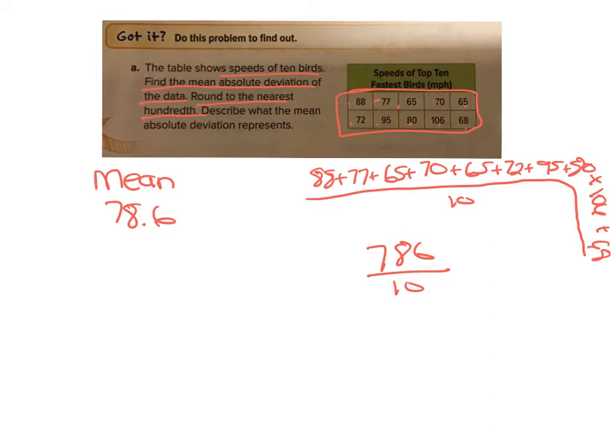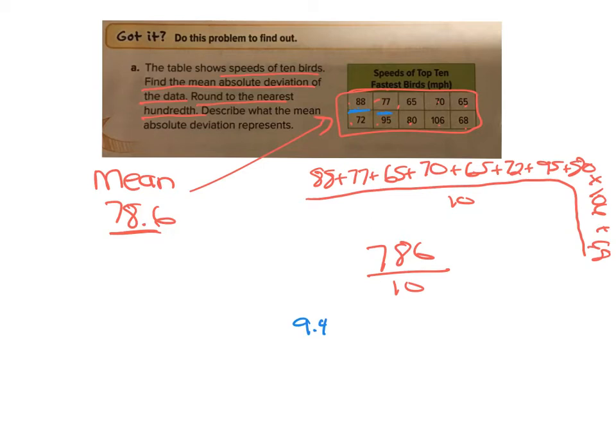So that's what I got for my mean. And now I need to find the difference between the mean and each of these numbers. So I go like this. This is kind of a lengthy step. It's 88 minus 78.6. That equals 9.4. And I could always start with this number.